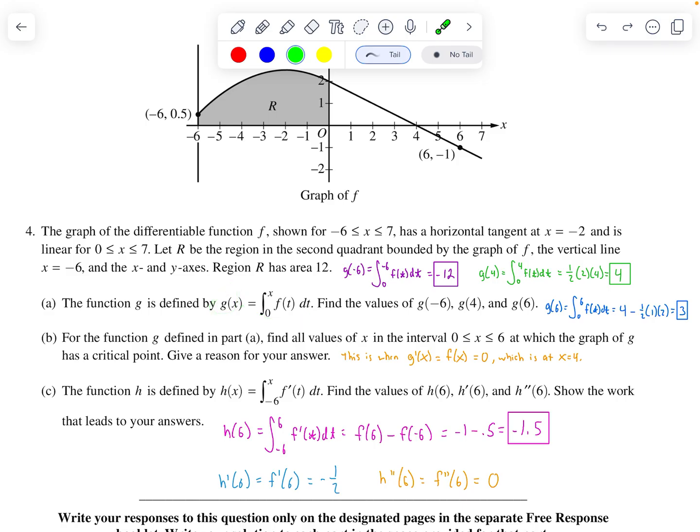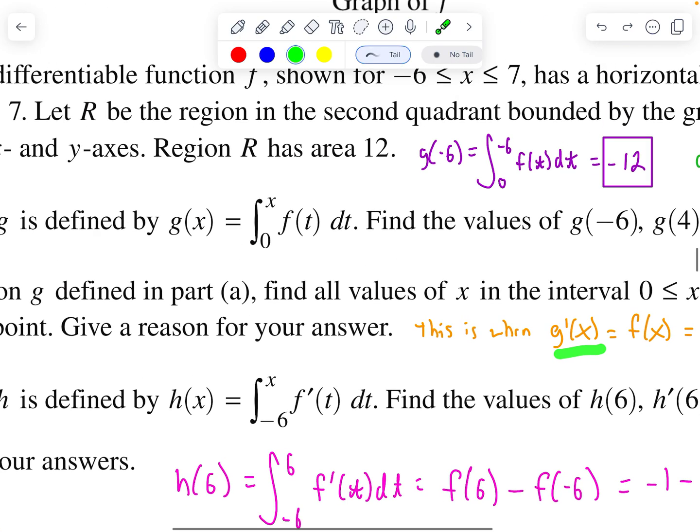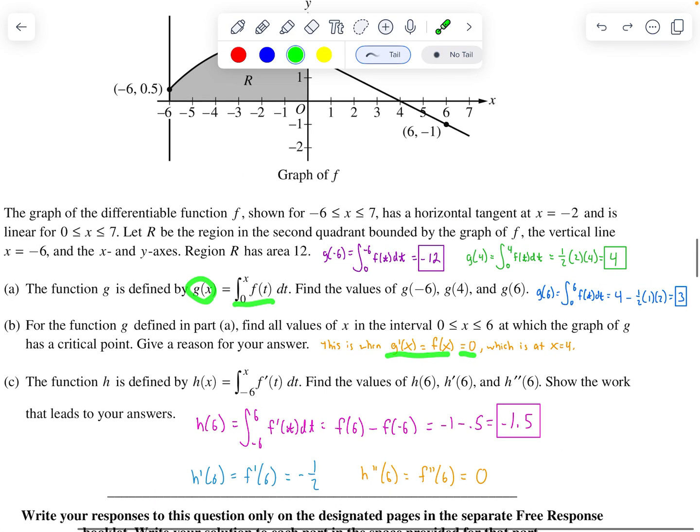All right, so then we got to find when g has a critical point. To find when anything has a critical point, you find when its derivative, g prime, is equal to 0. But since g is the integral of f, g prime is equal to f itself. So indicate that, and indicate that you're finding when it equals 0, and then you just can find that from the graph at x equals 4.